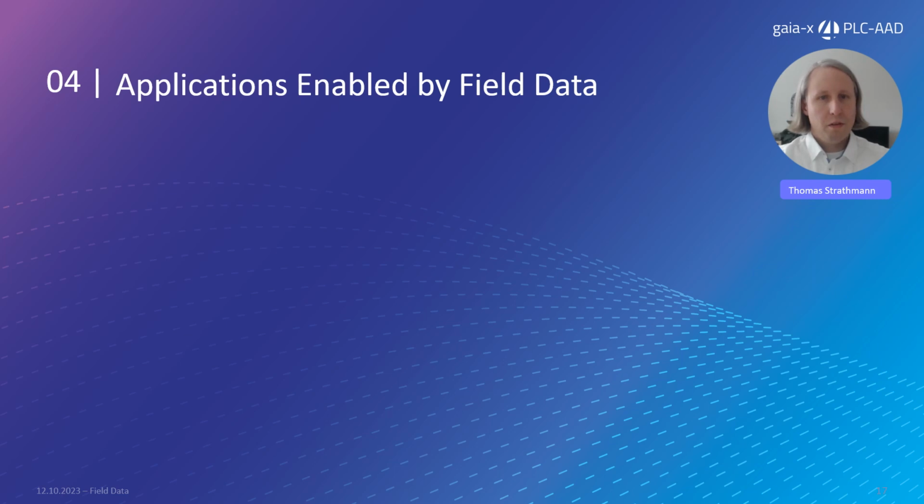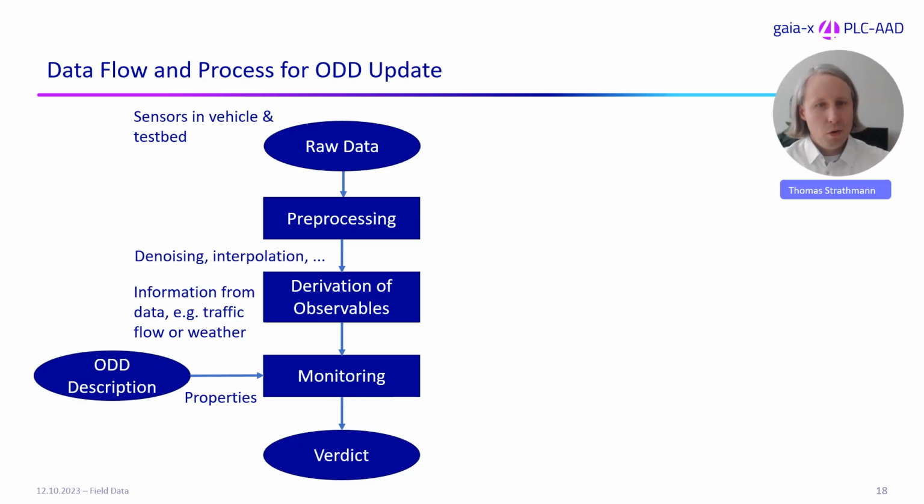After you've seen how field data is gathered and processed, I would like to show you an example of using field data to close the loop in a continuous life cycle for highly automated driving functions. Let us now look at another example of using field data to support a continuous life cycle by monitoring the ODD description that is deployed with a driving function.